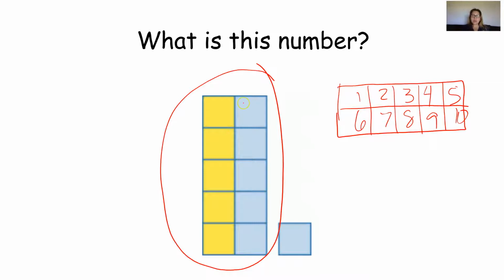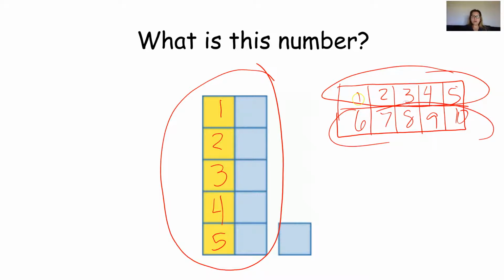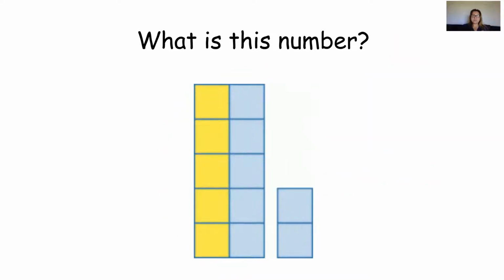So let's count the blocks within these two lines. 1, 2, 3, 4, 5, which is what we have here. And then we have the other 5 here. 5, 6, 7, 8, 9, 10. And then one more would be 11. So 10 plus 1 equals 11. So what is this number? The number is 11.